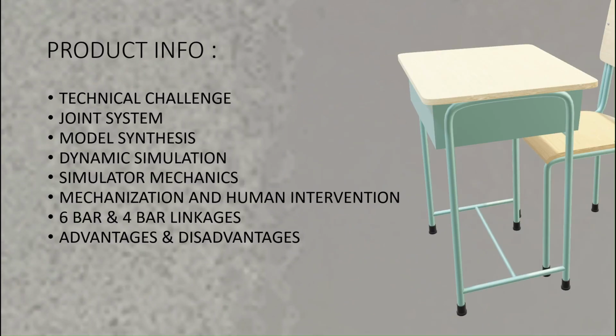Product information contains technique, mechanical challenge, chain system, model synthesis, dynamic simulation, simulator mechanics, mechanization and human intervention. 6 and 4 bar linkage. Advantages, disadvantages. Technical challenges.